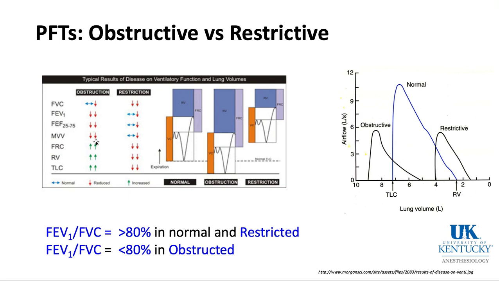If you look at FRC, residual volume, and total lung capacity, the green arrows at the bottom remind you that the obstructed patient has a huge FRC because of lots of trapped gas, residual volume, and big, large lungs because of trapped gas in them. As opposed to the restricted patient, the red arrows going down, very small lungs, small FRC, small residual volume, but the ratio, FEV1 to FVC, is greater than 80%.